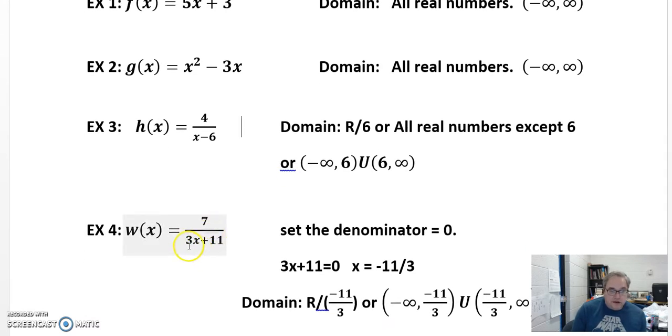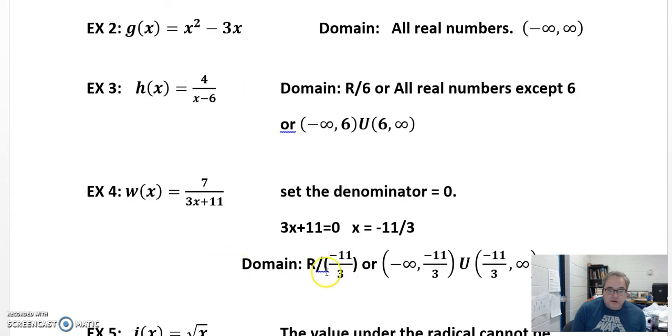Here's a more complicated one. I have division. I have 3x plus 11. If I take my denominator, which is 3x plus 11, and set it equal to 0, and solve it, I get x is equal to negative 11 thirds. So if I were to place a negative 11 thirds in for x, I would get division by 0. So my domain is all real numbers except negative 11 thirds, or I could write it in interval notation this way. Notice on both these are parentheses and not brackets because it can't take on the value of 6 or the value of negative 11 thirds.